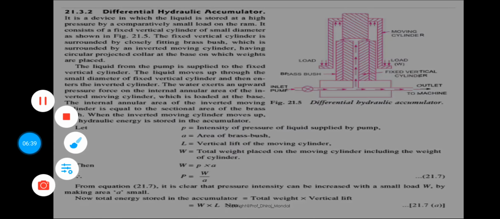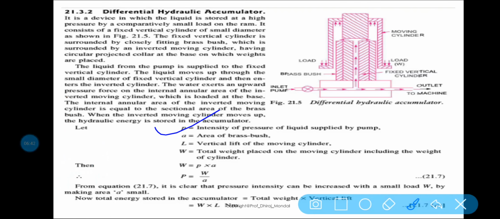You can see here, small p is the intensity of pressure of the liquid supplied by the pump. Small a is the area of the bush. L is the vertical lift of the moving cylinder. W is the total weight placed on the moving cylinder, including the weight of the cylinder.